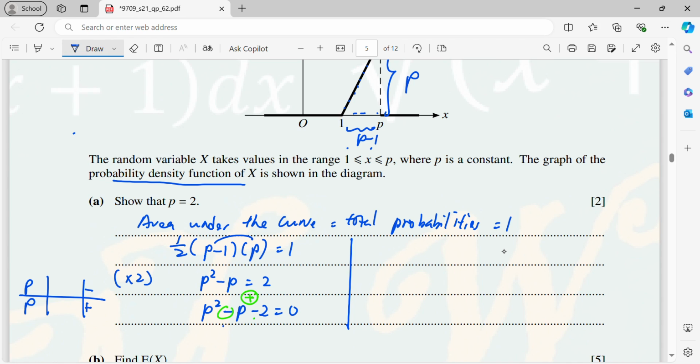And now I need to get minus p. So this 2 is 2 times 1. So in order to get minus p later on, it will be minus 2 and 1. So that when we multiply, this is minus 2p. Plus 1 times p, it will be plus p.